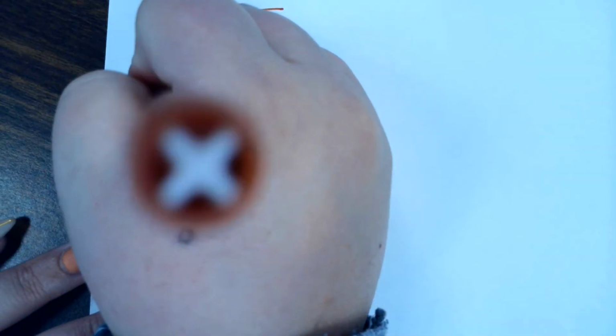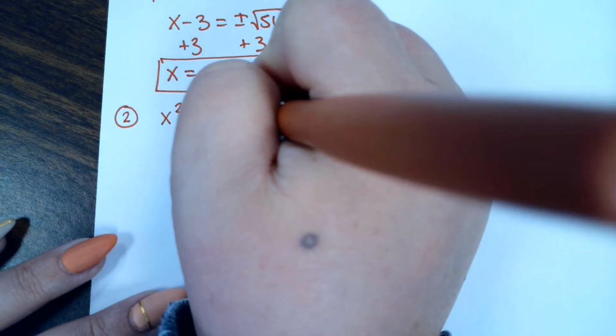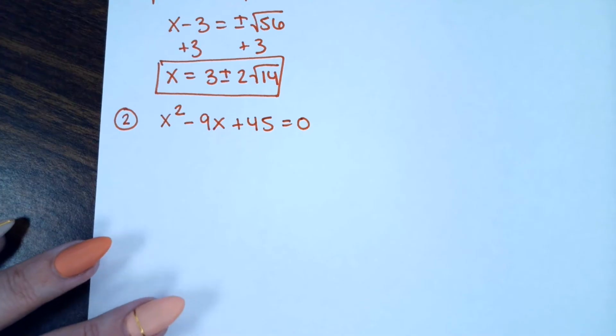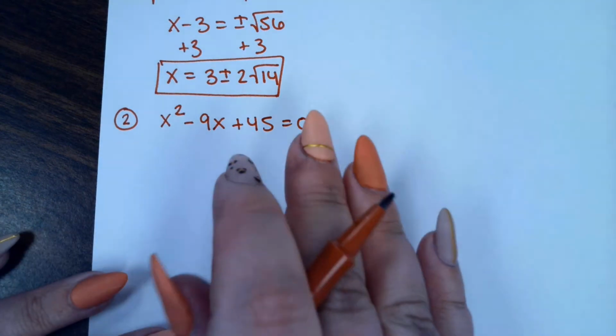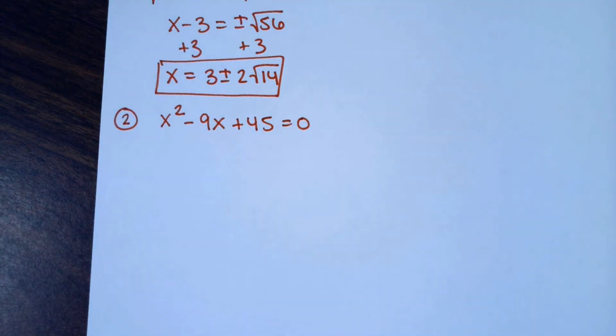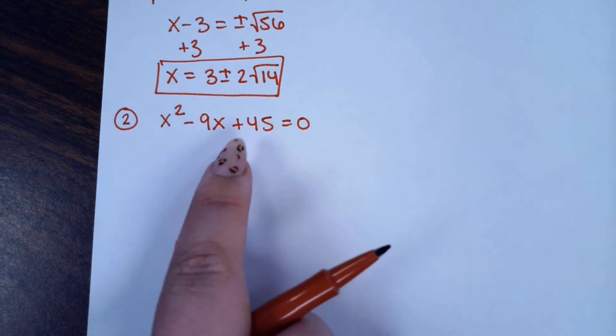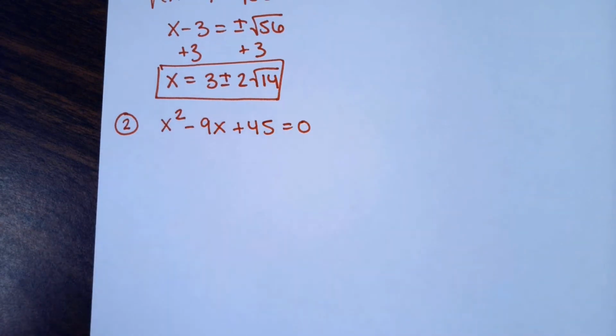So let's try x squared minus 9x plus 45 equals 0. Whenever we're given something like this, we always want to try and factor, right? So two numbers that multiply to 45 and add to 9, I can't really think of any. So we're going to use completing the square.